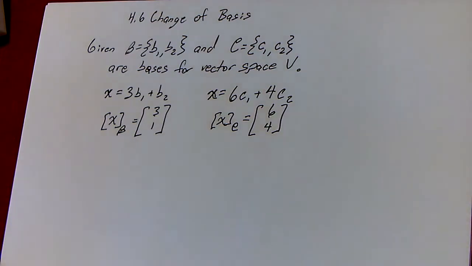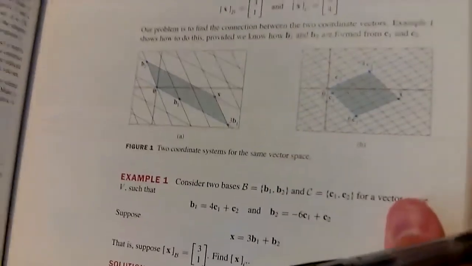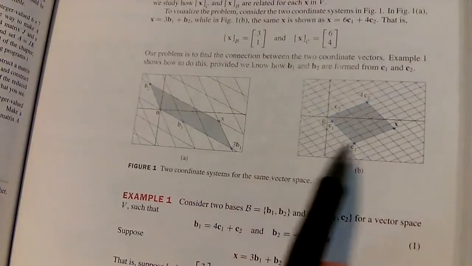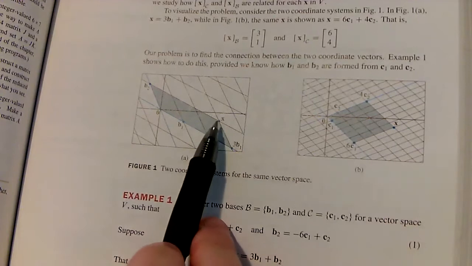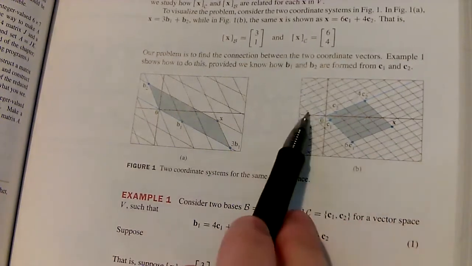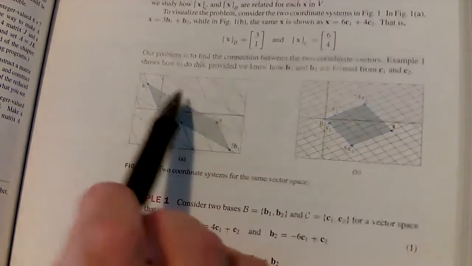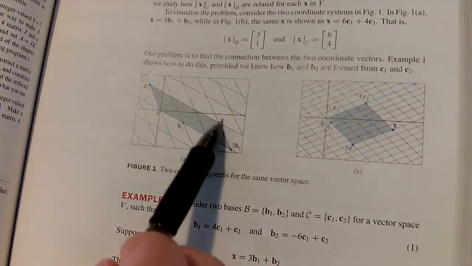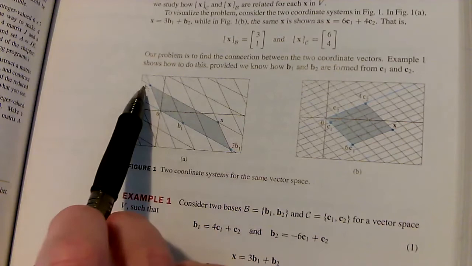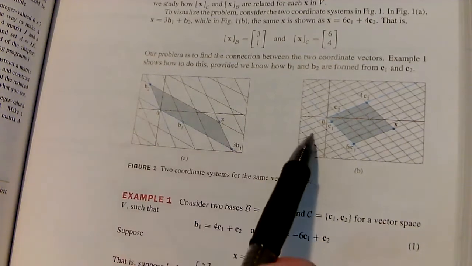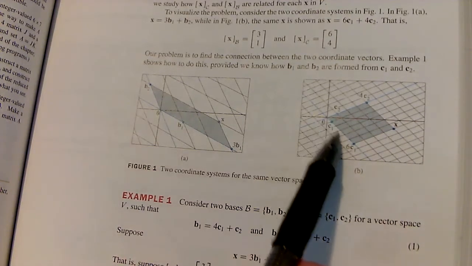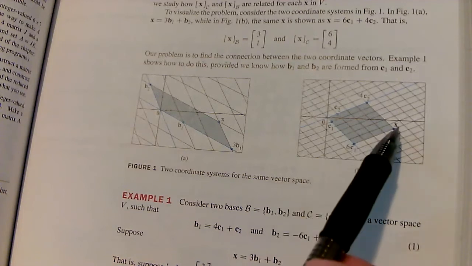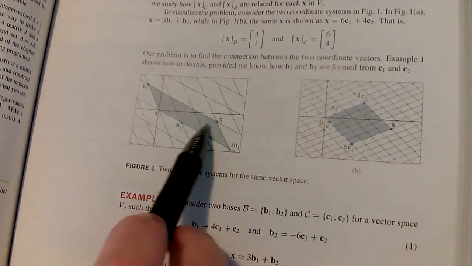Now, visually, to get the idea of what we're looking at, I'm going to borrow the book's picture here. We can see that the vector X in this picture is in the same spot relative to the origin, but we take two different paths to get there. 3B1 and 1B2, with a B2 vector going out this way, or perhaps we take this path over here, which was 6C1 and 4C2. But we get to the same location for the vector X.